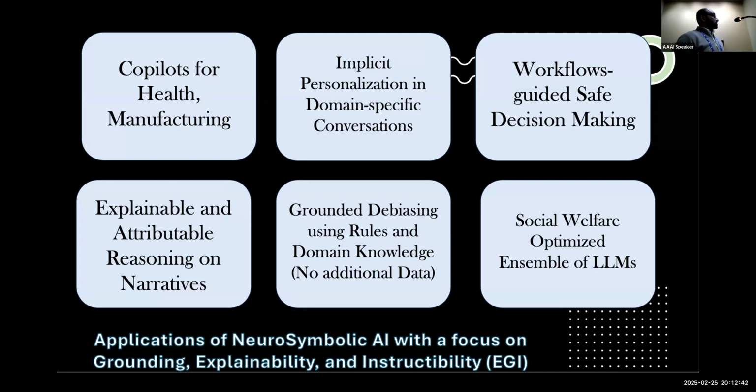The second is a recent work on implicit personalization with neurosymbolic AI design, which essentially discusses how these personalization approaches or methods in LLMs can be made more implicit, as opposed to explicitly personalizing the content, right? And subsequently, we have works on workflows. There's a set of work on attributable reasoning, which we will cover eventually.